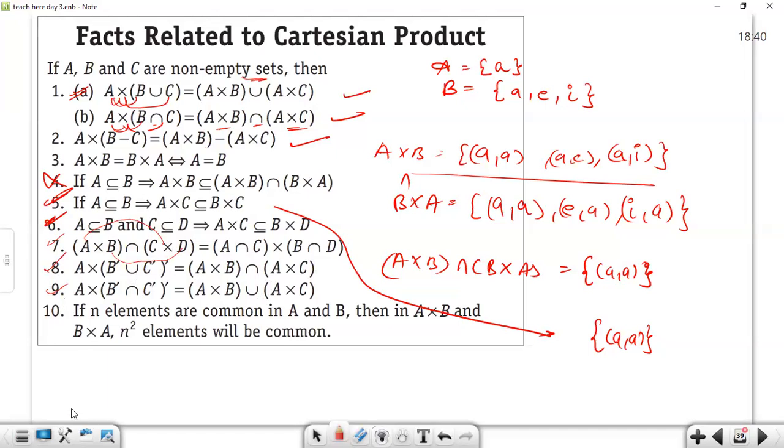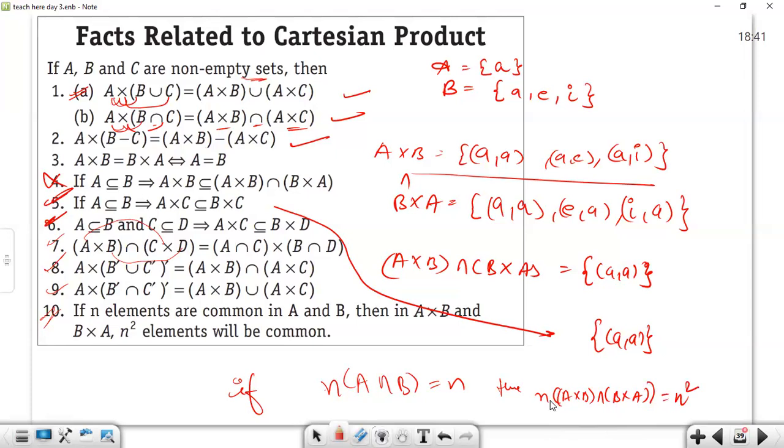There is a logic to learn them. For the tenth one, if there are n common elements in A and B, then in A cross B and B cross A, n square elements will be common. So n of (A cross B intersection B cross A) will be n square. Clear?